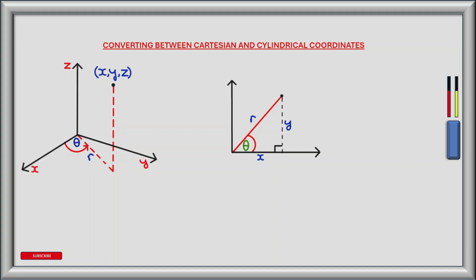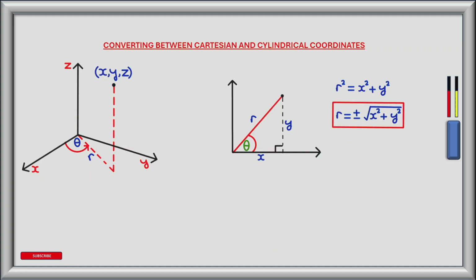If we look at the diagram, we have a right angle triangle where x is the horizontal displacement from the origin and y is the vertical displacement from the origin. The radial distance r is the hypotenuse of the triangle. So we can use Pythagoras' theorem to work out r. And so r squared is equal to x squared plus y squared. And r is equal to plus or minus the square root of x squared plus y squared.